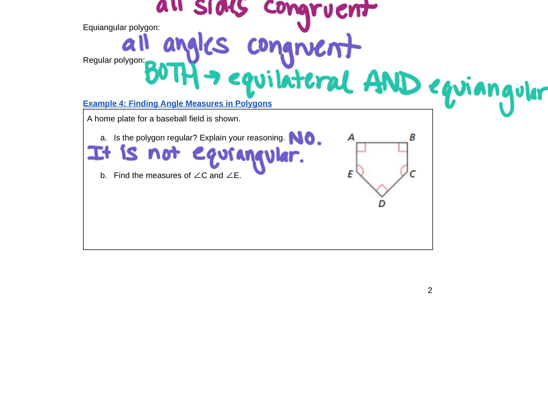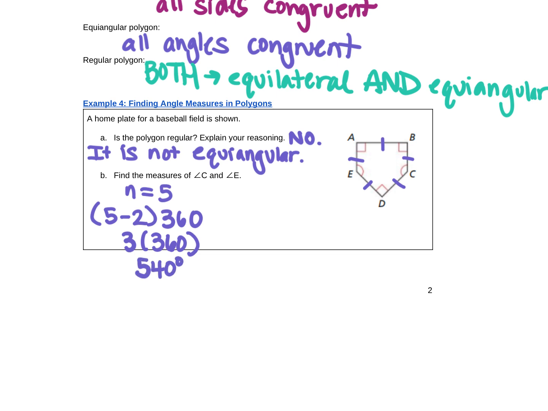Then it wants us to find the measures of C and E. Well, we can do that, right? Because we know it's a 5-sided figure. So it's got 5 sides. So if we plug the 5 into our formula here, we get 3 times 180, which tells us that it's going to equal 540 degrees.